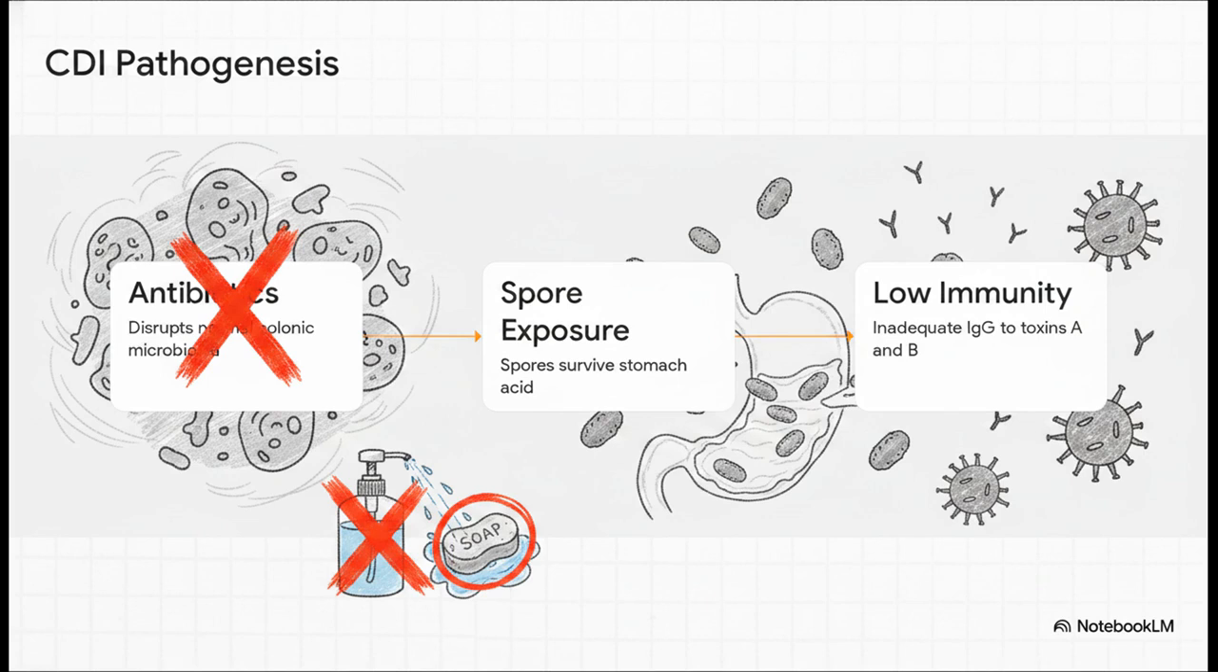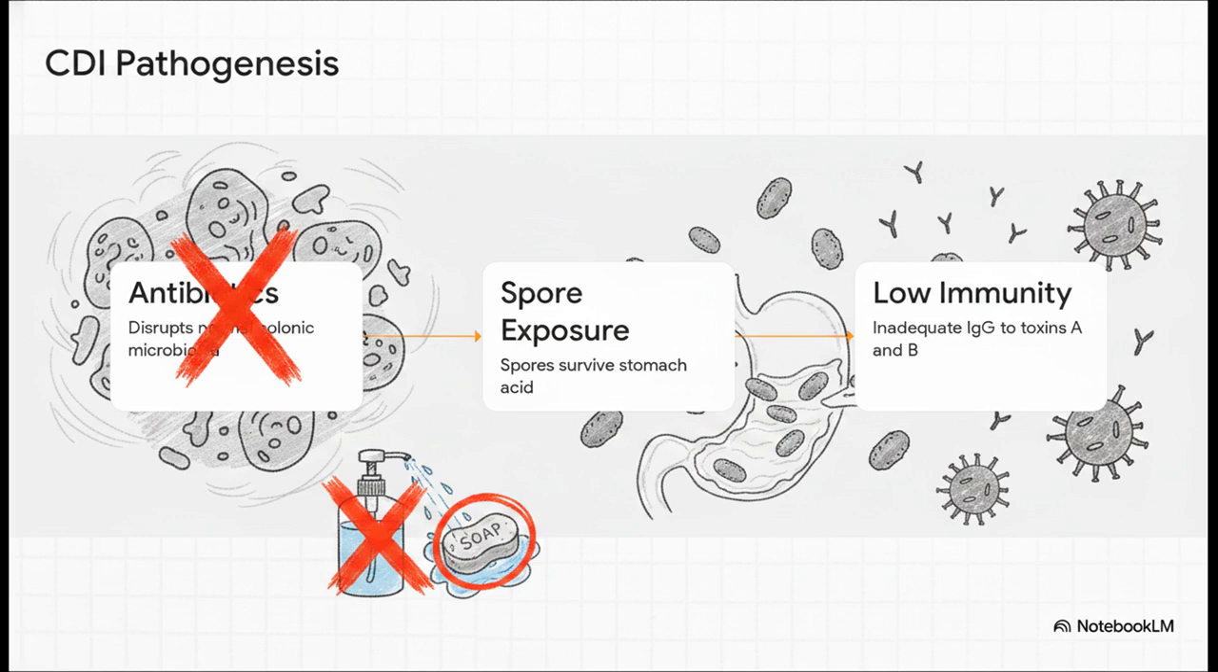So, symptomatic C. diff infection is not just some single unfortunate event. It actually requires a perfect storm of 3 sequential hits. First up, you need antimicrobial exposure to disrupt the normal colonic microbiota, to create that ecological niche. Second, exposure to toxigenic spores. And remember, these spores are incredibly resilient. They easily survive stomach acid and can literally live in a hospital environment for months. Oh, and hand sanitizers? They won't kill them. You need good old soap and water.